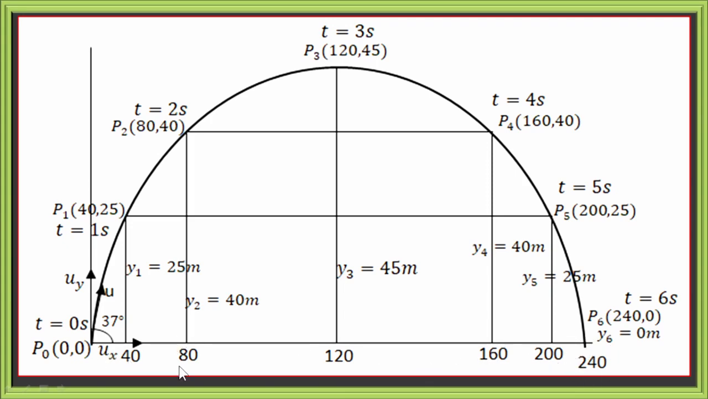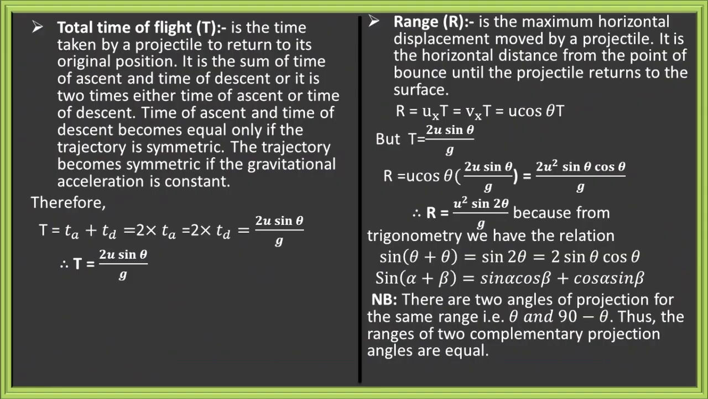X1 is 40, X2 is 80, X3 is 120, X4 is 160, X5 is 200, and X6 is 240 meters. The maximum horizontal displacement is 240 meters, and we call it range. So, range is equal to ux times total time, or vx times total time, because ux and vx are equal, and ux or vx is u cos theta, times total time.